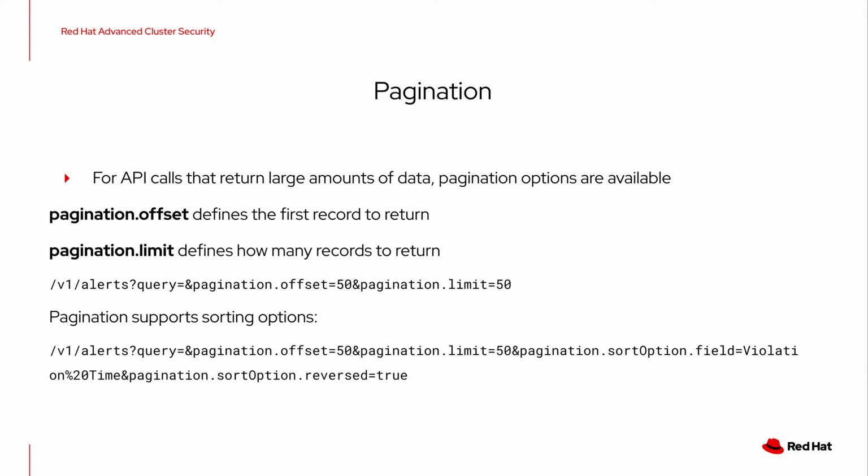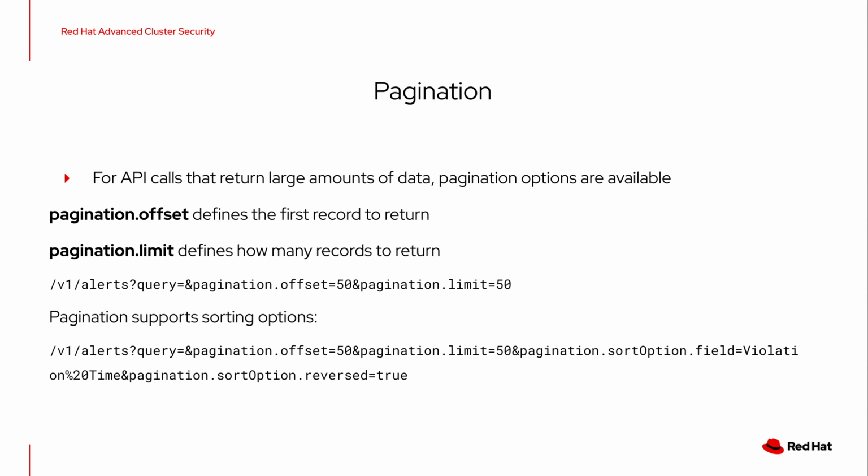Another topic here is pagination. Many of the API data retrieval endpoints are going to return a lot of data. Alerts, deployments, images, these might return thousands and thousands of entries. Pagination limits how much data gets sent back, reducing the load on Central and on your API client.